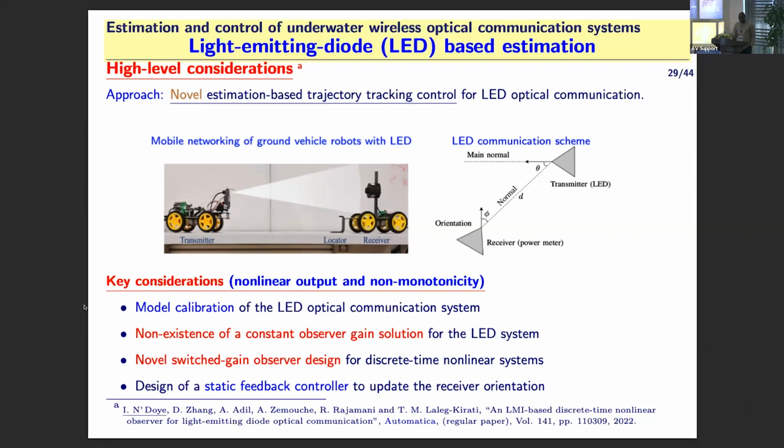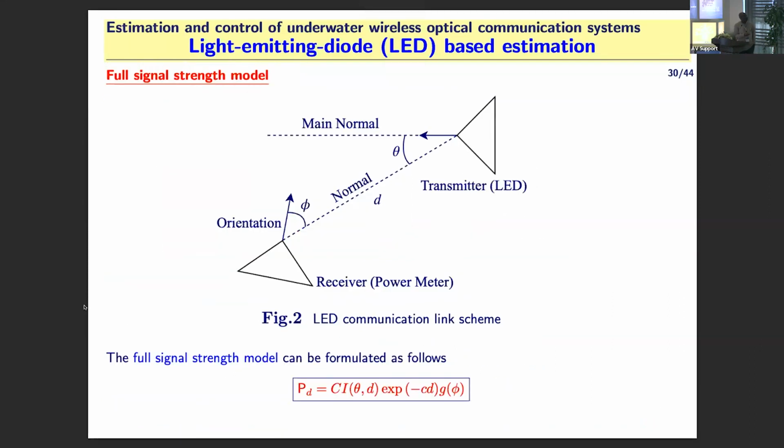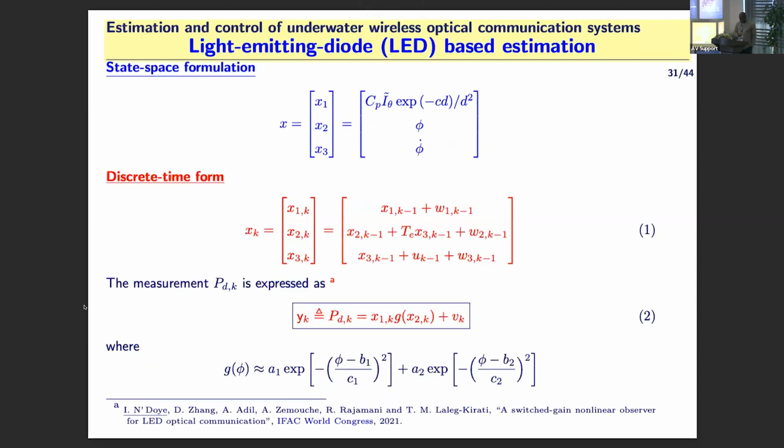The key consideration is we calibrate our own model for the LED, and we prove something on the non-existence of a constant gain observer solution, and we propose a novel switching gain, and from that we can design a controller. Now, if you look at this figure, you have a transmitter and receiver, but what you measure here is only the power intensity. Since you don't have the position, velocity, you measure the power. From this power, we made our state space representation.